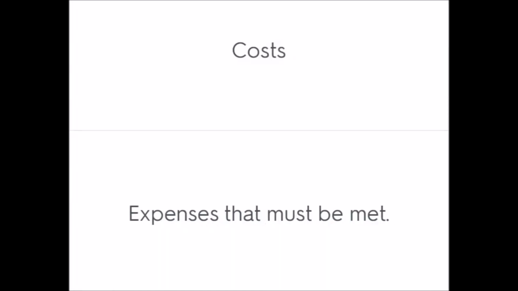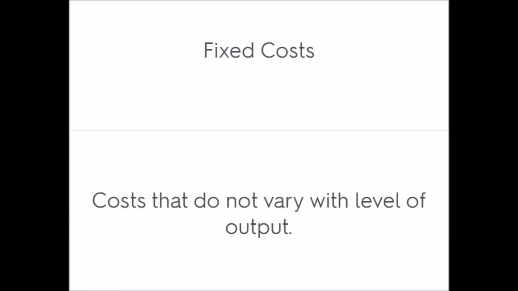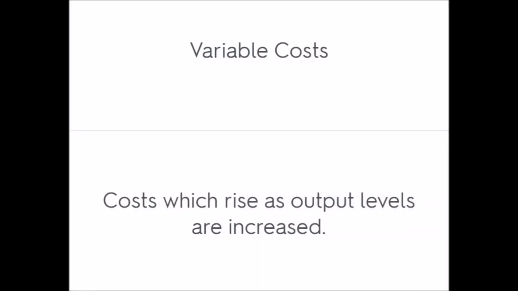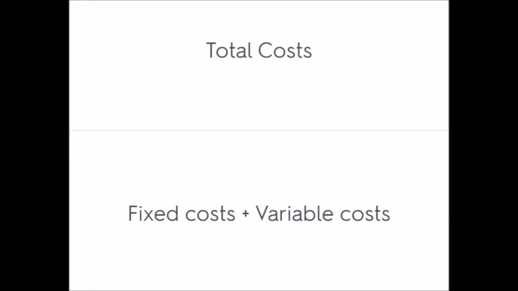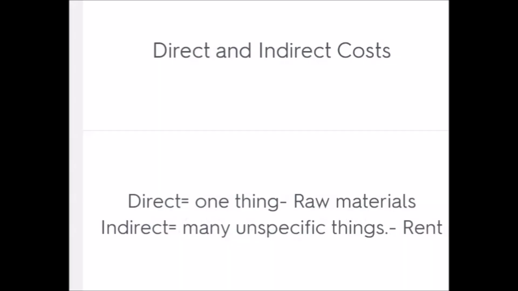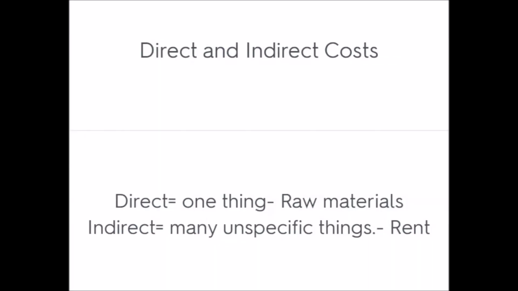Costs: expenses that must be met. Fixed costs: costs that do not vary with level of output. Variable costs: costs which rise as output levels are increased. Total costs: fixed costs plus variable costs. Direct and indirect costs. Direct equals one thing, raw materials. Indirect equals many unspecific things, rent.